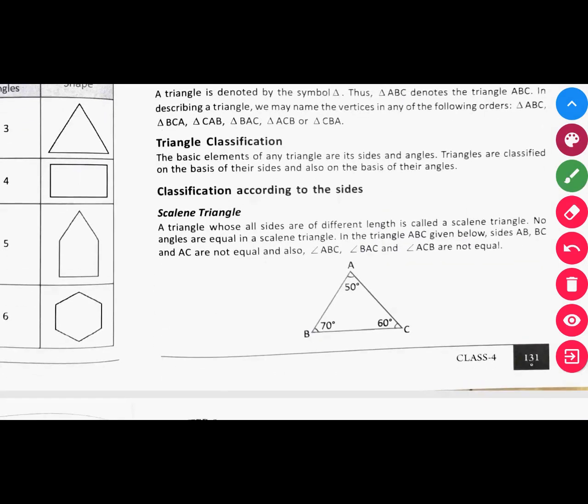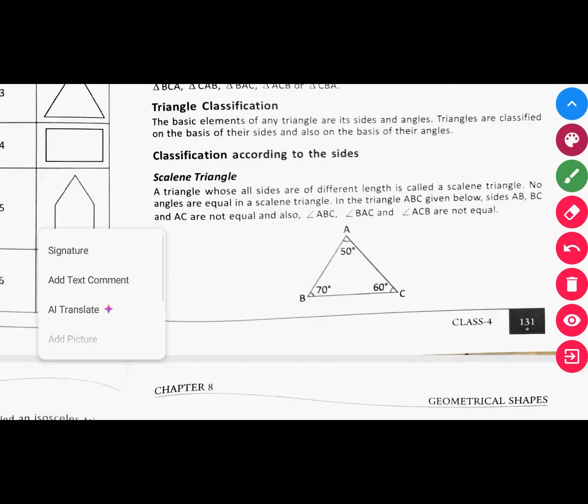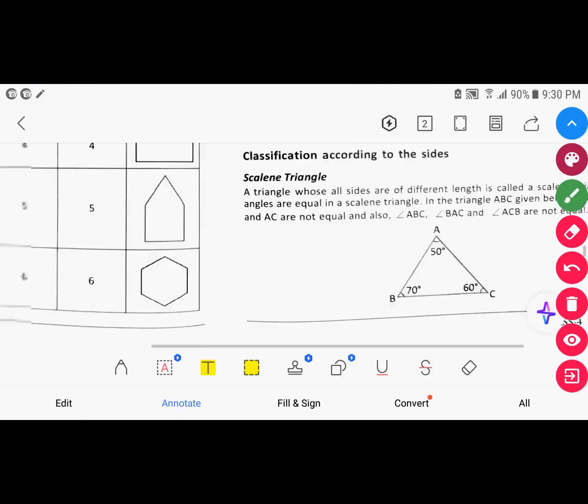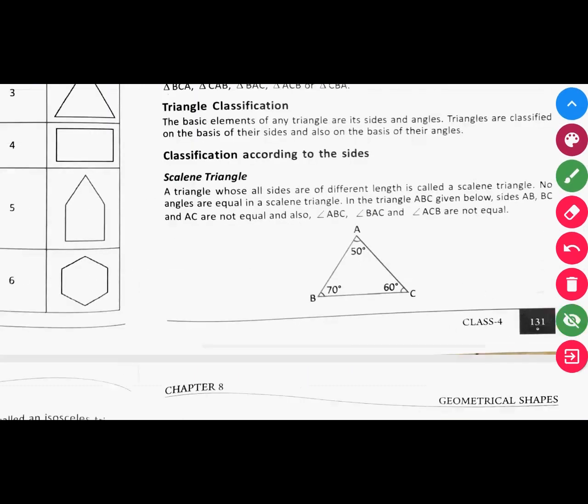Now triangles are again classified depending on the length of the sides and the degree of the angle. We again classify the triangles. Now the first classification is based on sides. So on the basis of sides, the first type of triangle is the scalene triangle. Okay. So what is meant by scalene triangle? The triangle whose all sides are of different length is known as a scalene triangle.